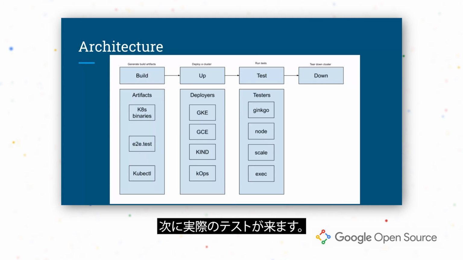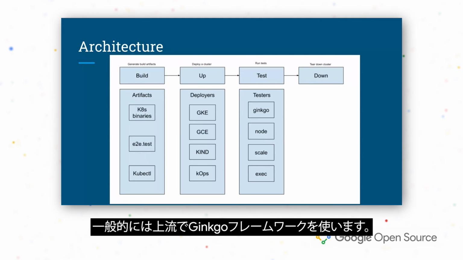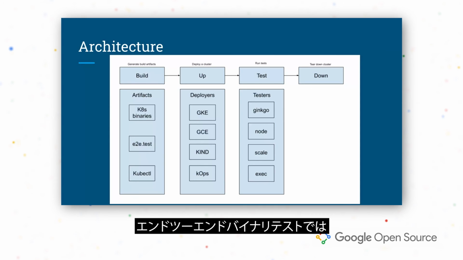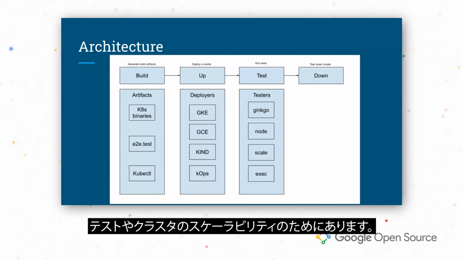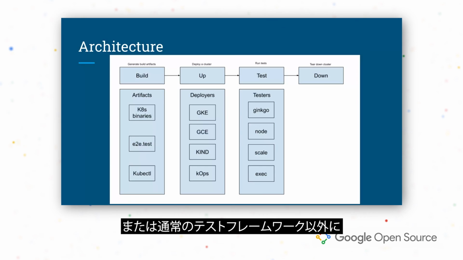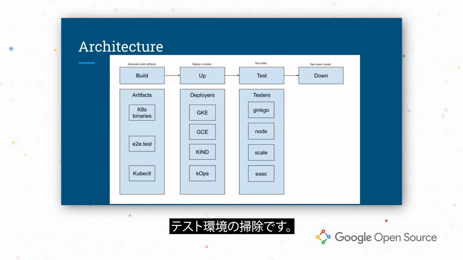Then we have the actual test that we want to run, or the test phase. Canonically, we use the Ginkgo framework upstream for running the end-to-end test binary itself. In addition to that, we also have a few frameworks specifically for testing Kubernetes node and scalability of the cluster. Apart from these canonical test frameworks, you can also test with your own application or controller, or it can even be a simple shell script that you want to exec against the cluster. And lastly, we have the down phase where we tear down the cluster, cleaning up the testing environment, also releasing any testing resources that we might have rented from Boskos.